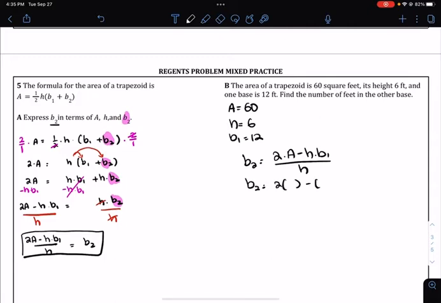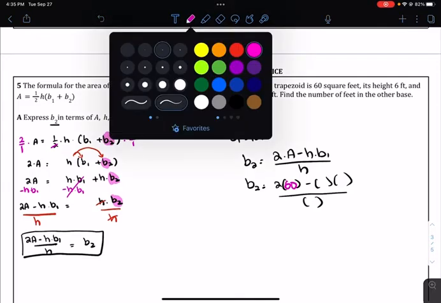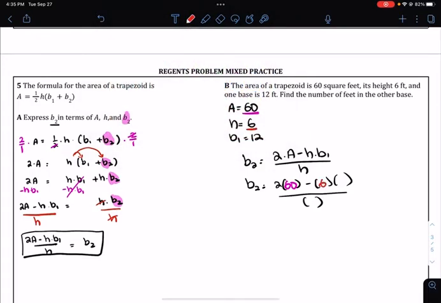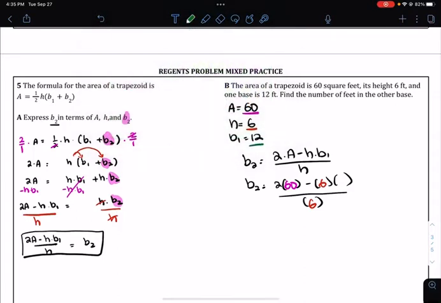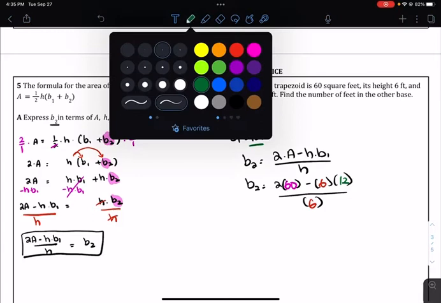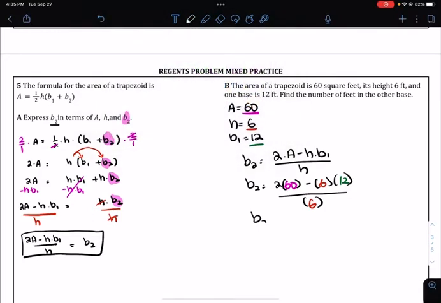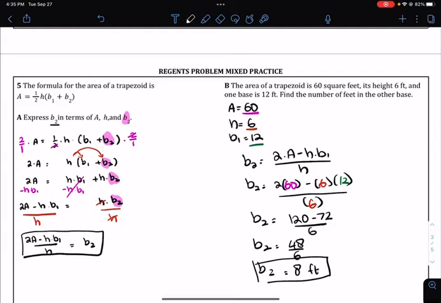2 times, okay, what is a? A is 60. What is h? H is 6. What is b sub 2? B sub 2 is 12. I believe we get the same number here. 120. Hopefully I'm right. There you go. Don't forget the unit.